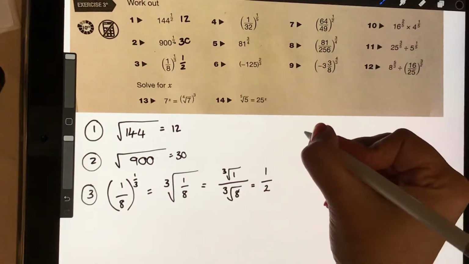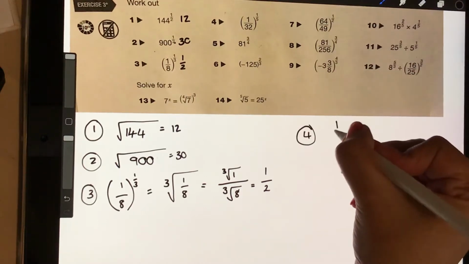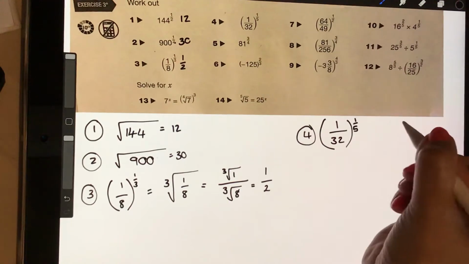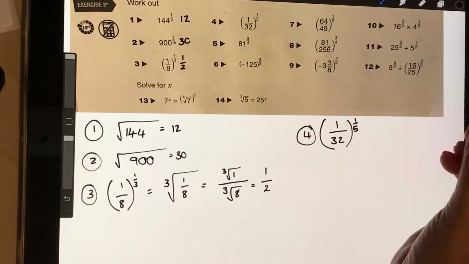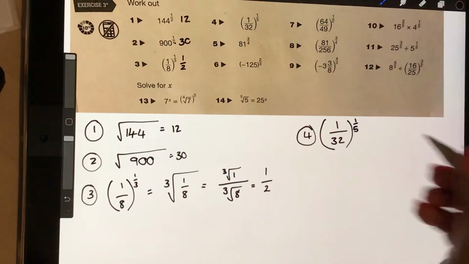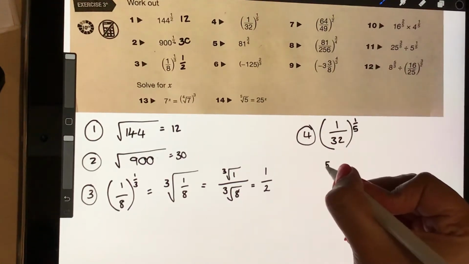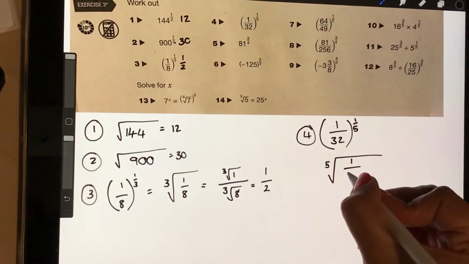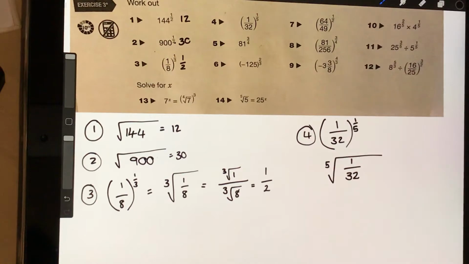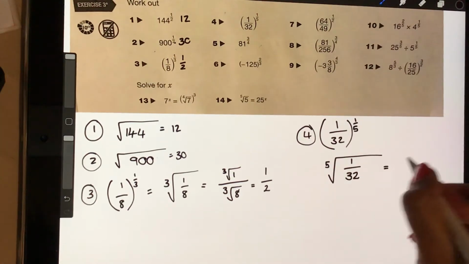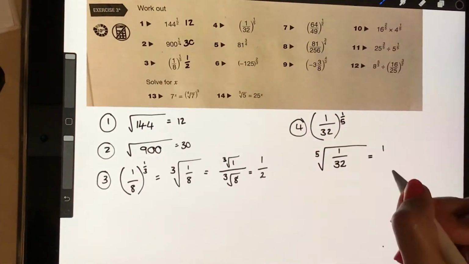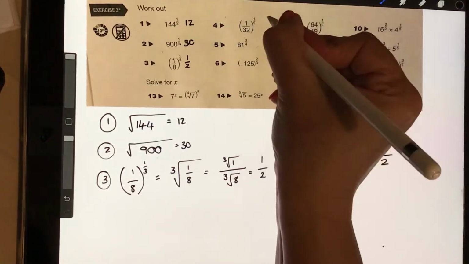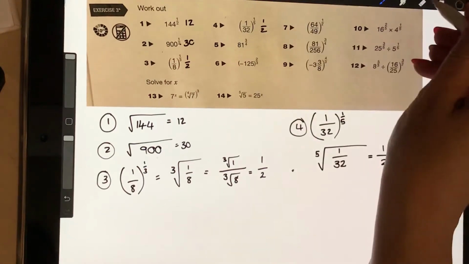Right, for number 4, we've got 1 over 32 and it's raised to the power of a fifth. Right, and all you need to do is you're going to take the fifth root of 1 over 32. And the fifth root of 1 is 1, and the fifth root of 32 is 2. So your answer is 1 over 2.